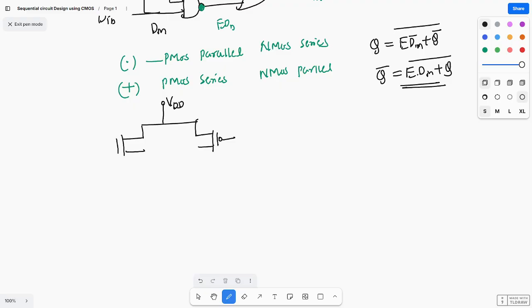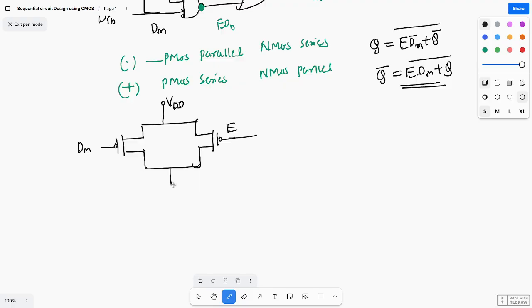PMOS will be in parallel. So one input is DN, and the other input is enable. These two are connected in parallel, and this one is connected in series.